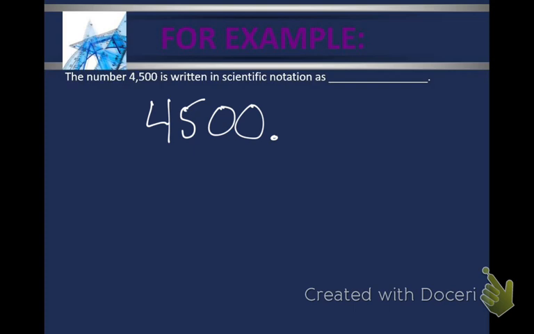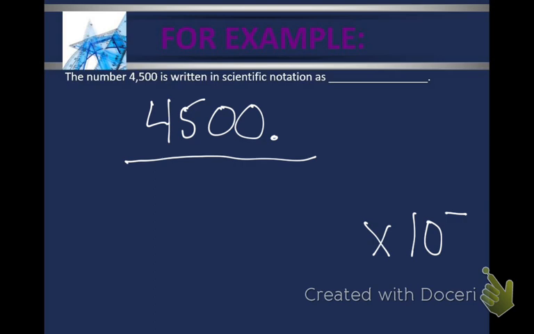Is the number currently between 1 and 9? It's not. And I need to write this in scientific notation, right? Which means I need something to the power of 10. How do I know if my exponent is going to be positive or negative? Well, is this number greater than 1? If it's greater than 1, it's going to be positive. If it's less than 1, it's going to be negative. But right now it's greater than 1, so I know I'm going to have a positive exponent.